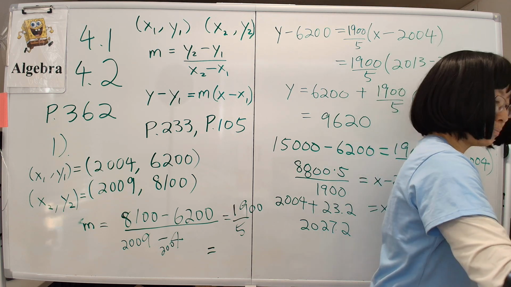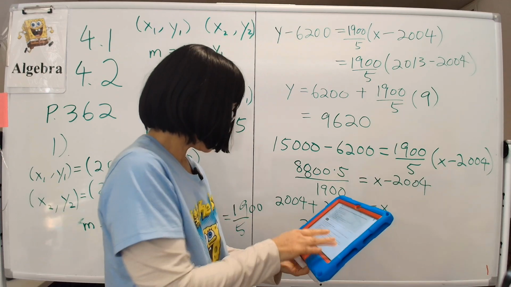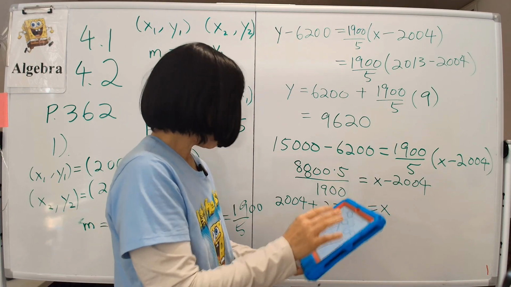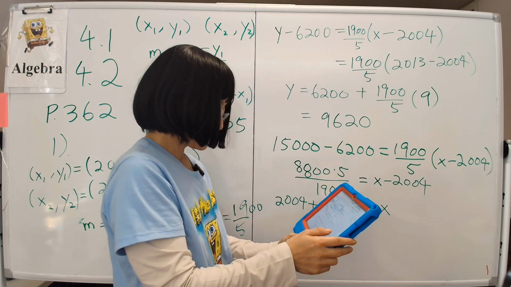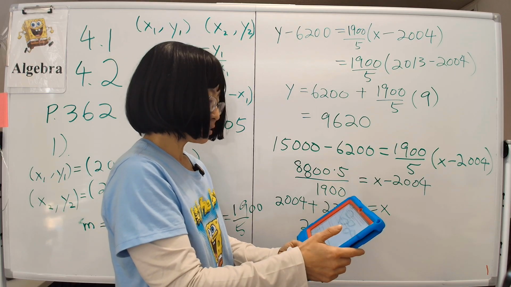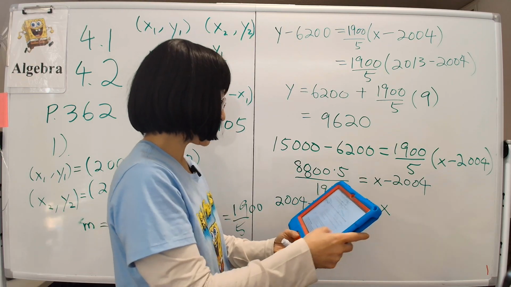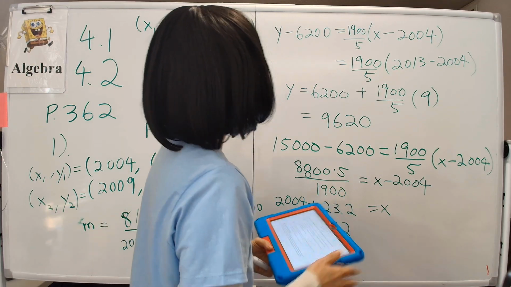Now, let me check, my calculator is sitting in a weird spot. Yep, 23 point something. And so 23 years after 2004 is 2027. So we are correct. That is always great, right?